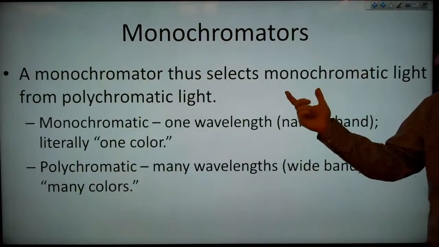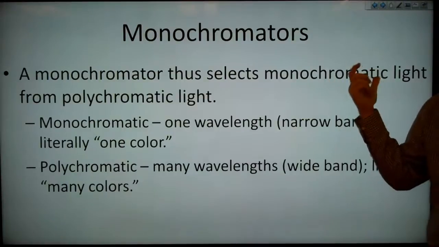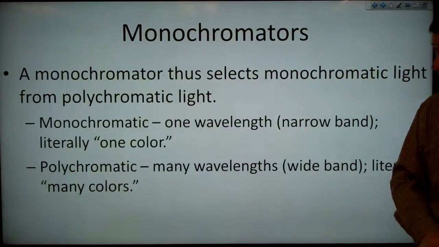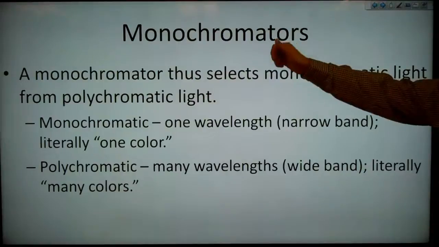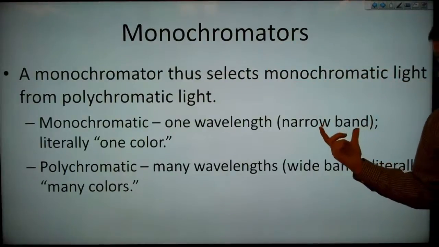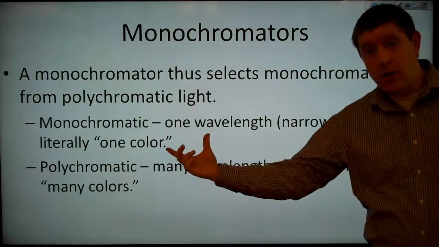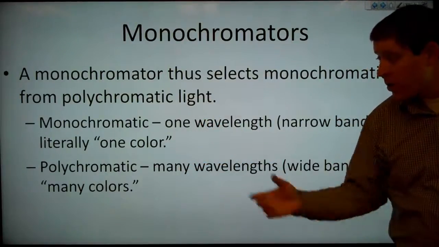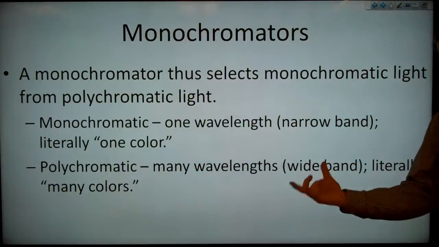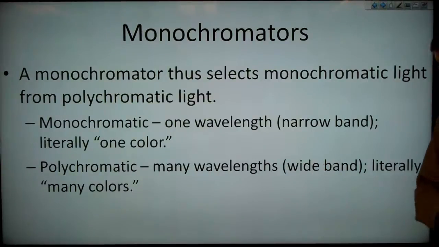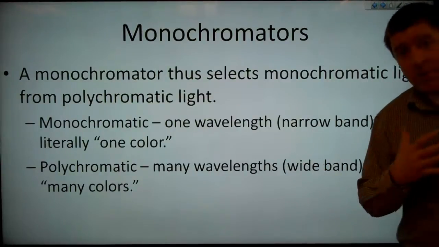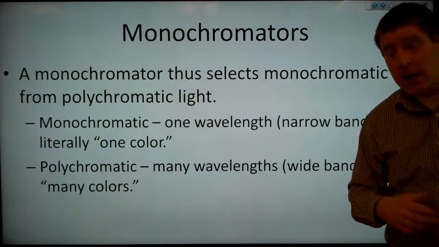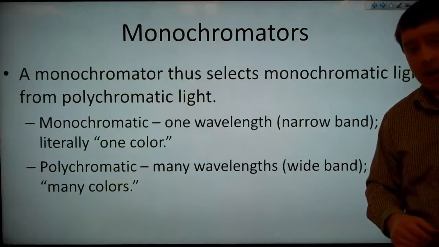So our monochromator is then selecting monochromatic light from polychromatic light. Note here that monochromatic is one wavelength or a narrow band. This is literally one color. Mono, one, chromatic is color. So polychromatic then is many colors or many wavelengths of light. This is wideband light. So the monochromator is taking in polychromatic light and emitting monochromatic light.